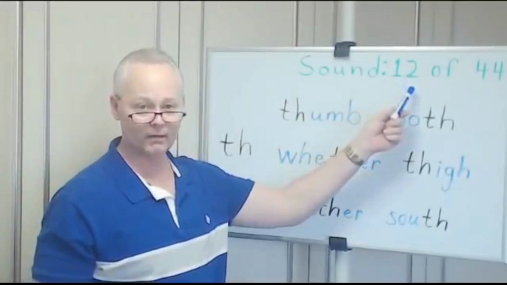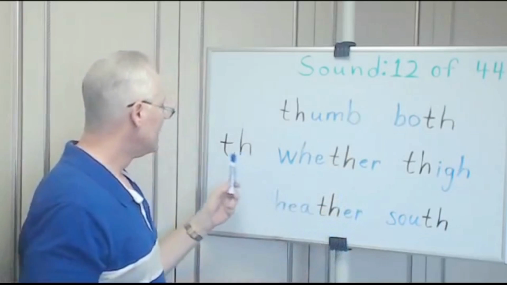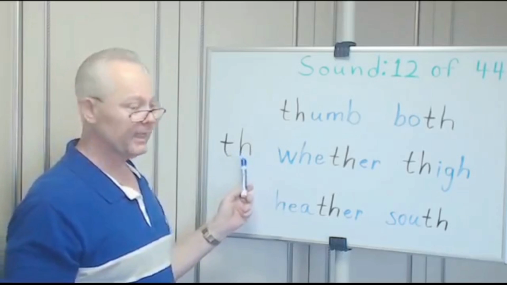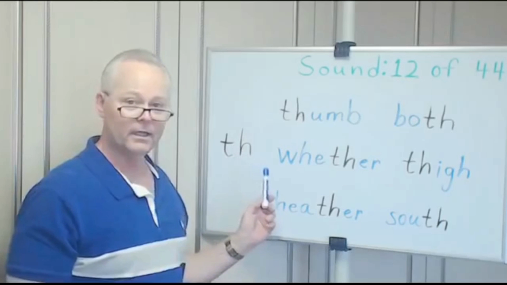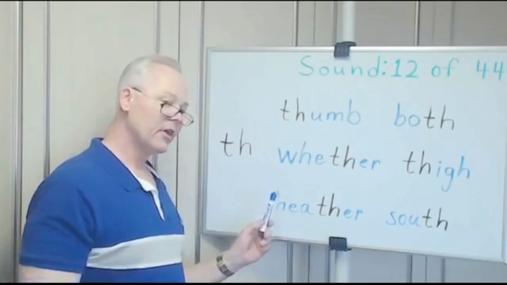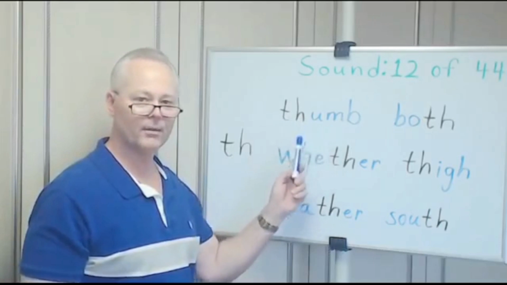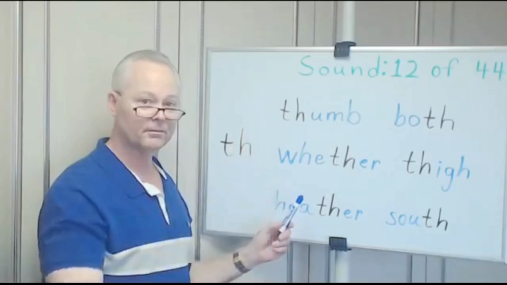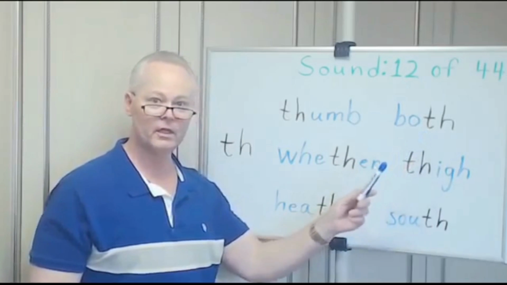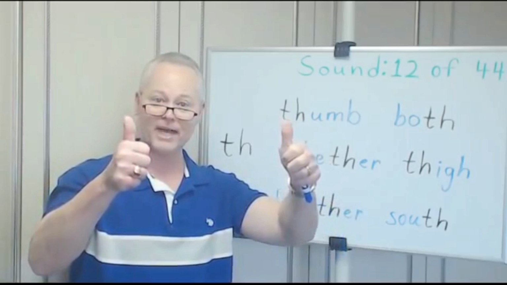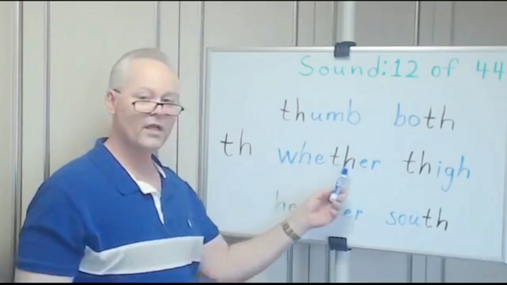Sound 12 of the 44 sounds of American English. TH. The combination of these two consonants makes th. Thumb. A thumb. Both of my thumbs. Both. Weather.